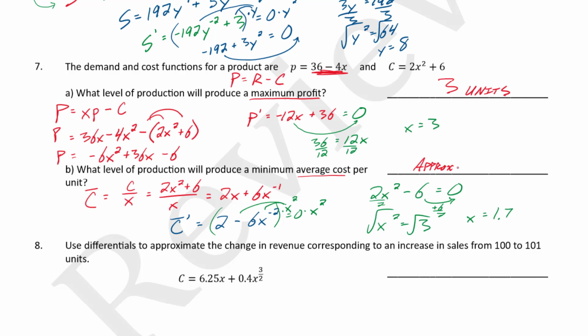Technically it would need to be 1.7, but that's not really a thing. So just approximating to the nearest whole. In this case, 2 is technically closer than 1 if I had 1.7 be that value. So at that point, let's go ahead and just call it approximately 2 units would minimize that average cost.